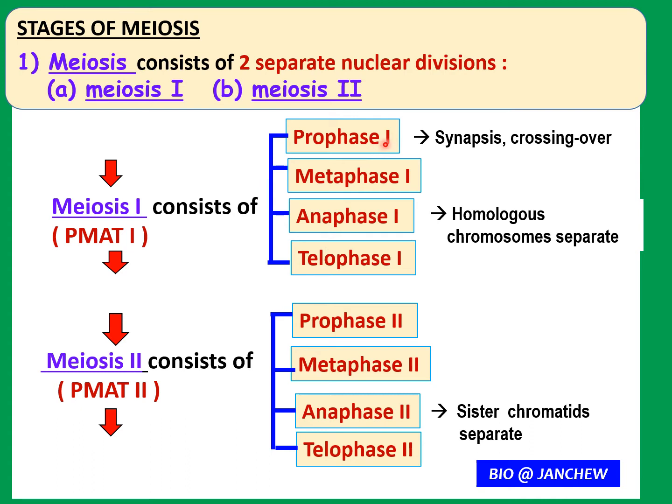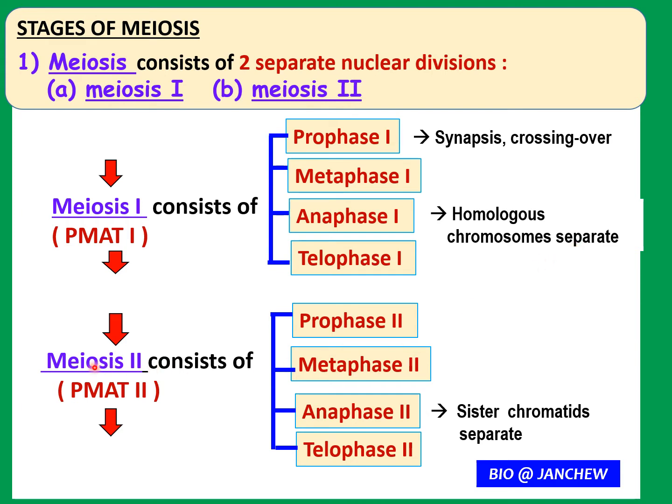Briefly, in prophase I, synapsis and crossing over occur. We will be discussing these two processes later. And then in anaphase I, homologous chromosomes will separate and move to different poles of the cell. And finally, the daughter cells formed will be haploid. From diploid condition, they will become haploid after meiosis I.